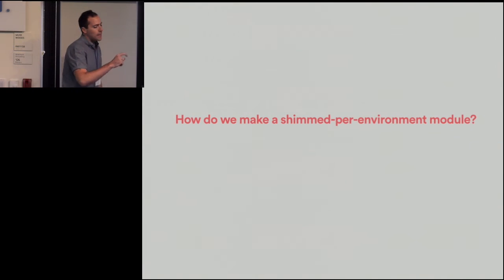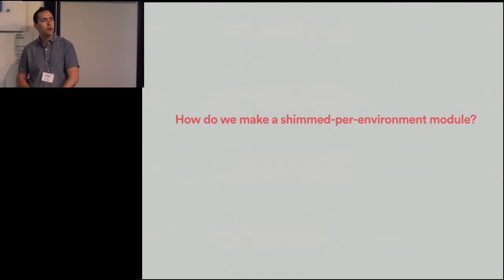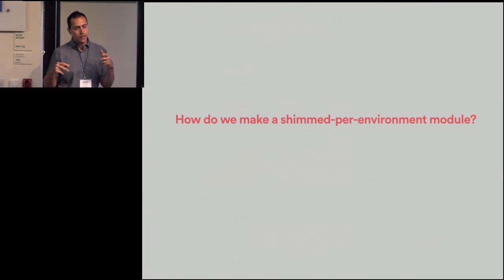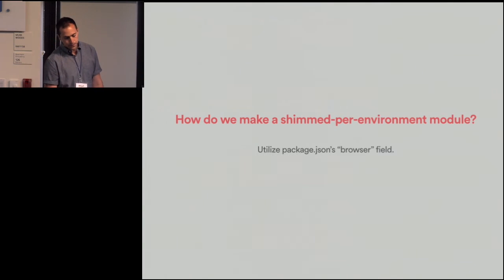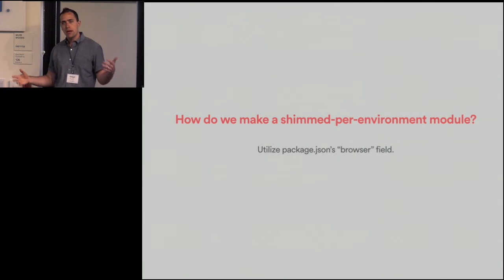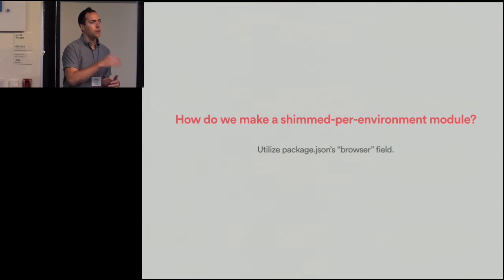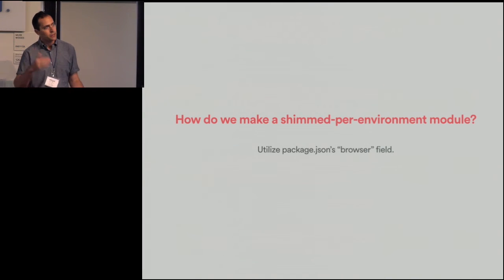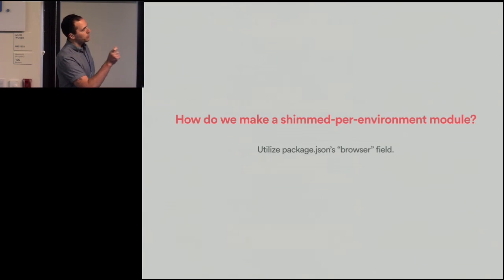So you might be wondering, how do we make a shimmed per-environment module? If we were to create a setCookie module, how do we tell the client and the server to do different things? Because there are different implementations under the hood. The secret relies in the browser field of package.json. Package.json is the metadata file that's included in every Node module. It has the name of the package, the version, the dependencies, all this. But you can use a special browser field in there, and it will tell tools like Browserify and Webpack how to act differently in the client, how to bundle that up for the client.